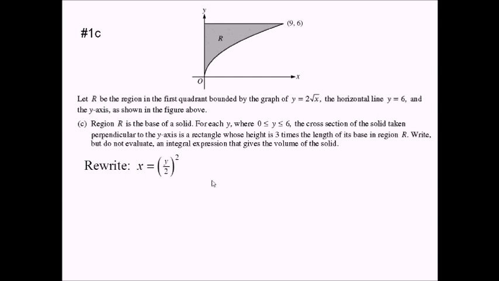Now what am I going to do with this? Well, I need to get an area of my cross-sections first of all. Since my cross-sections are rectangles, I'm going to start with A of y equals base times height. But now I don't want to have this height sticking around.